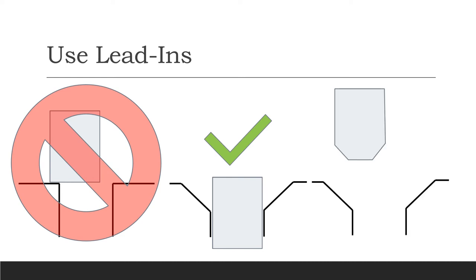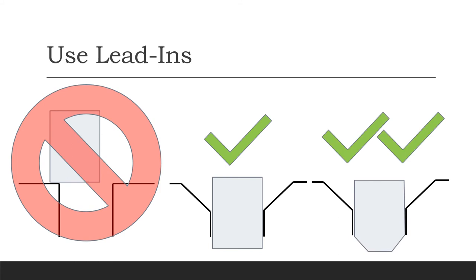Even better still is having a lead-in on the block and on the receptacle. This allows for an even easier fit. So if you have things that need to fit together, try and put lead-ins on at least one of the surfaces that are supposed to meet.